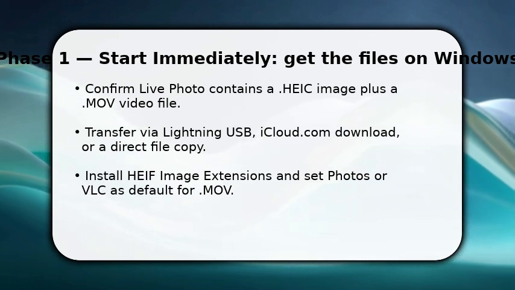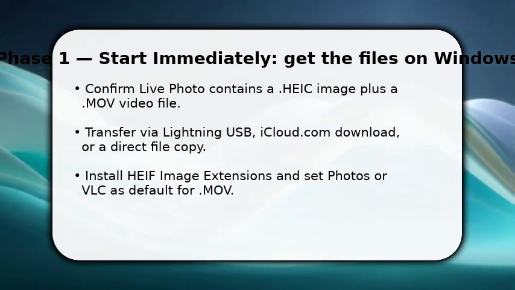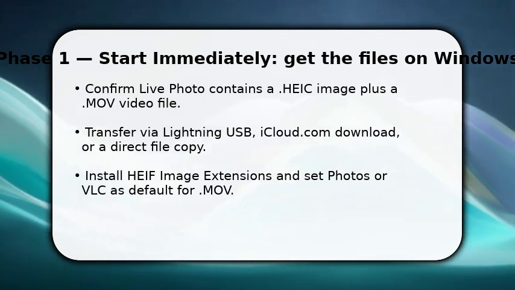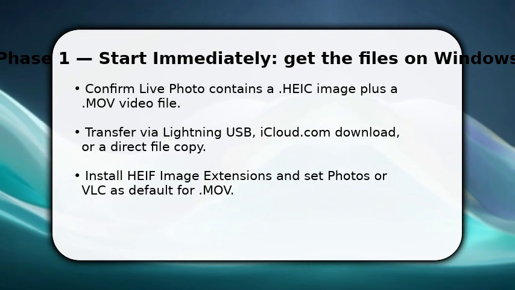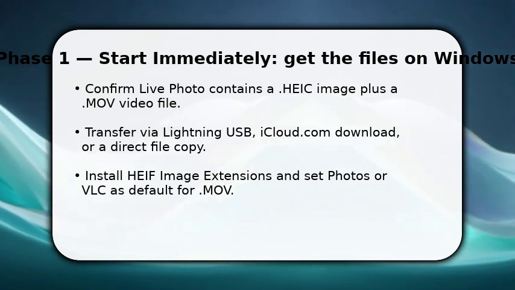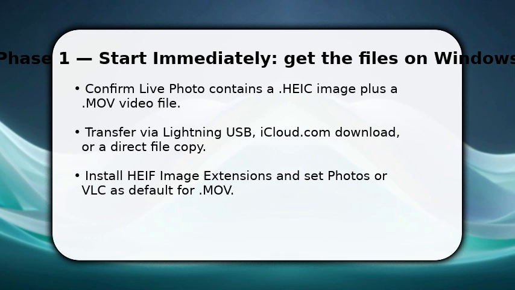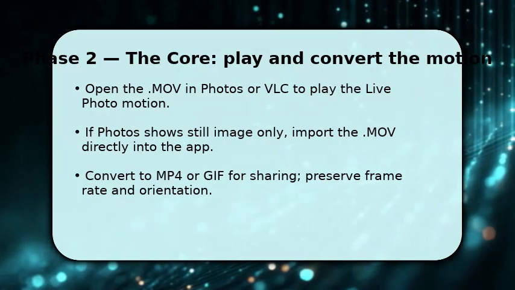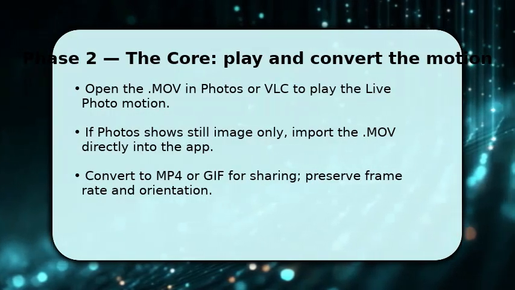Once done, install the Microsoft HEIF image extensions so Windows can read the image, and make sure MOV files open in Photos or VLC. That gives you immediate access to the motion file and the still, which is essential to view Live Photos correctly. Now you focus on playing the motion and preparing files for regular viewing.